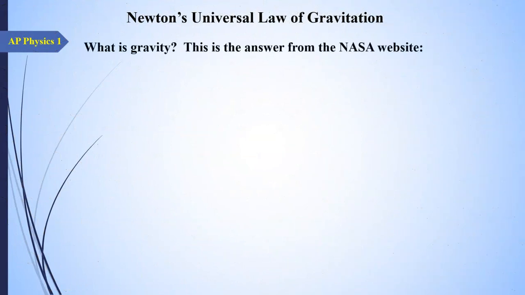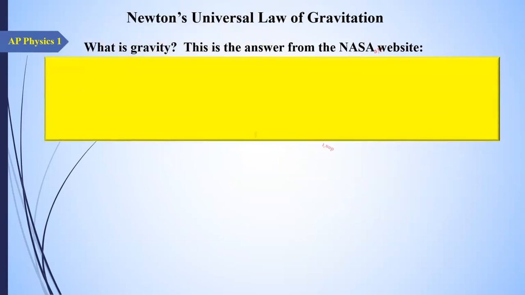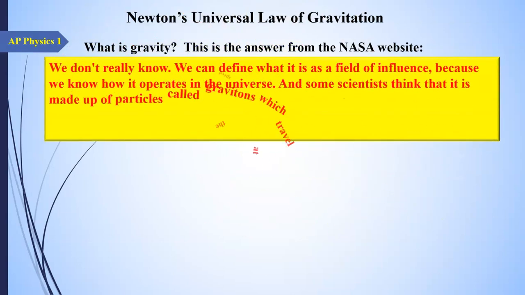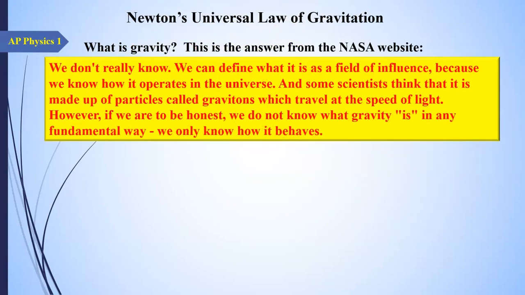So what is it? Well, this is the answer from the NASA website. It says we really don't know. We can define what it is as a field of influence because we know how it operates in the universe. And some scientists think that it is made up of particles called gravitons, which travel at the speed of light. However, if we are to be honest, we do not know what gravity is in any fundamental way. We only know how it behaves.